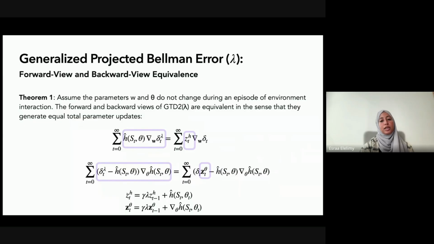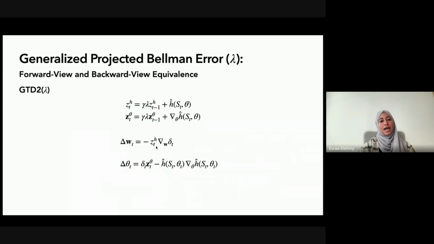So this ZH is carrying information about H, and this Z theta is carrying information about the gradient of H. And what we show is if you do updates using these 2 components, we call them traces because they kind of have a trace of the past. If you do the updates with these components instead of these, you will end up with the same weight updates. So the algorithm ends up looking like this. We keep track of those traces and we use them to update our weights.